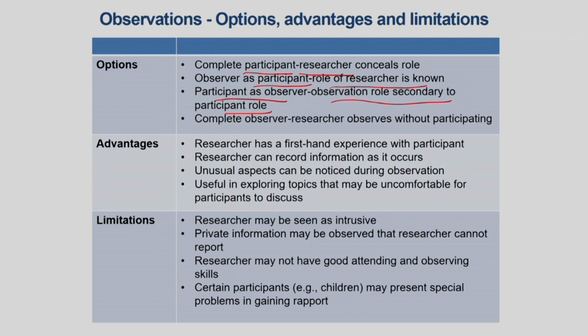These are the advantages that we can have when we are using observation as a method of data collection. Limitations: the researcher may be seen as intrusive; the participant might feel that the researcher is unwanted in that natural setting. Private information may be observed that the researcher cannot report, the researcher may not have good attending and observing skills, and certain participants, for example children, may present special problems in gaining rapport. It may not be possible for the researcher to gather some rapport with the children.